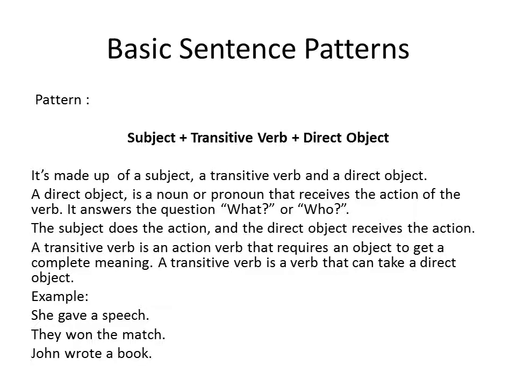A transitive verb is an action verb that requires an object to get a complete meaning. A transitive verb is a verb that can take a direct object. Examples are: they won the match. John wrote a book.